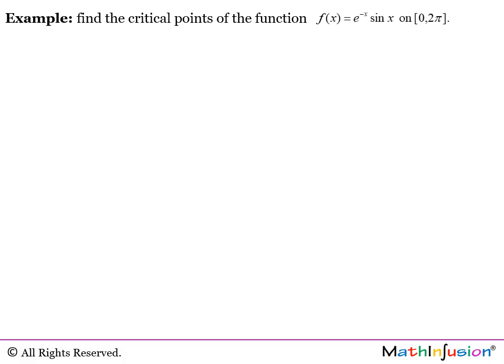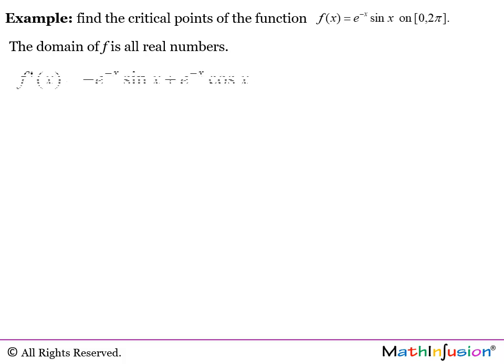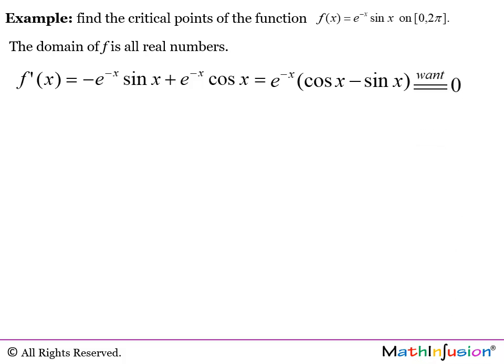Let's find the critical points of the function f of x equals e to the -x sine of x on 0 to 2 pi. The domain of this is all real numbers. If you can see, it's a product of two functions whose domains are all real numbers. Here is the derivative using the product rule and the chain rule for the e to the -x. We try to combine it like this, because we need to write this as a product of terms and solve for 0. I would like this now to be 0, and this guy is never 0. So I have only to solve this one.